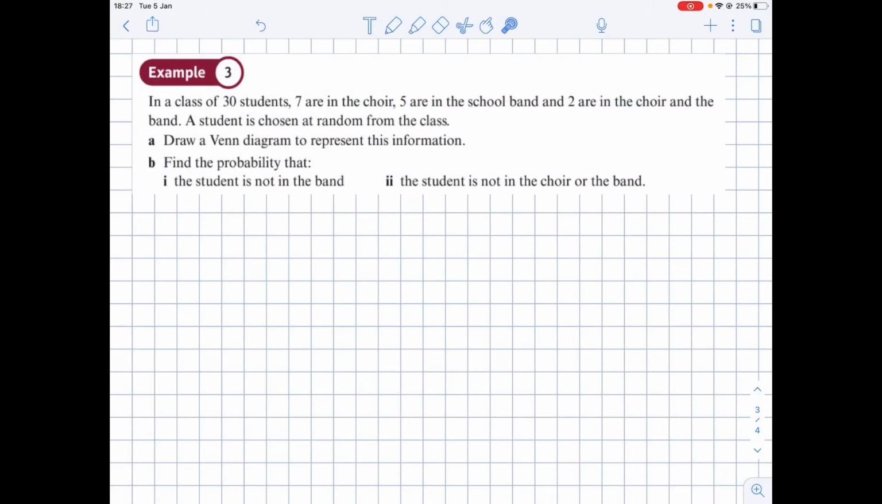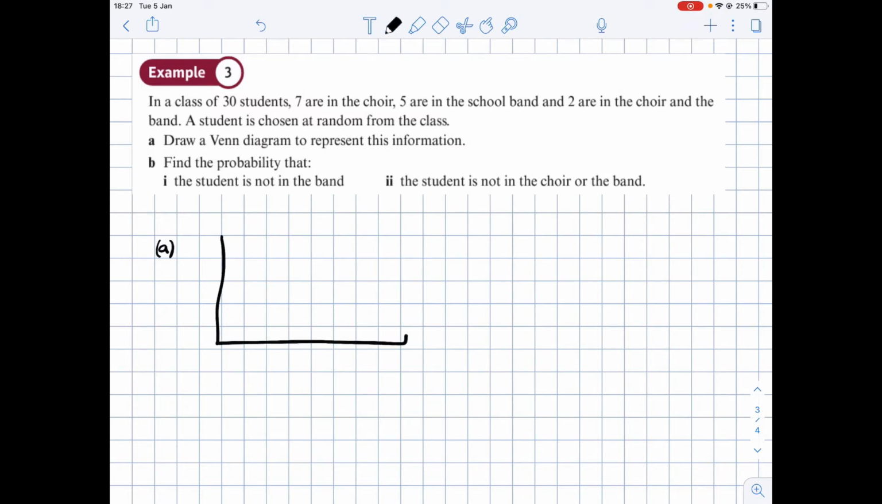So looking at example 3, to deal with Venn diagrams. We have a class of 30 students, 7 are in the choir, 5 are in the school band, and 2 are in both the choir and the band. So it's possible to be in both. So we're being asked to draw a Venn diagram.